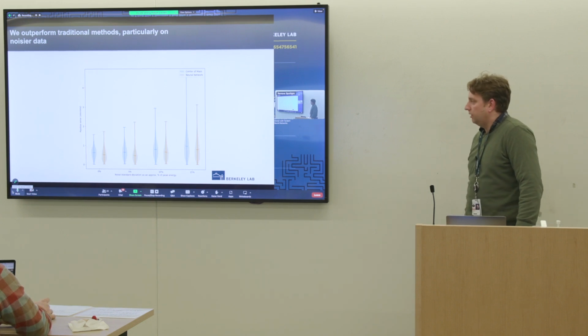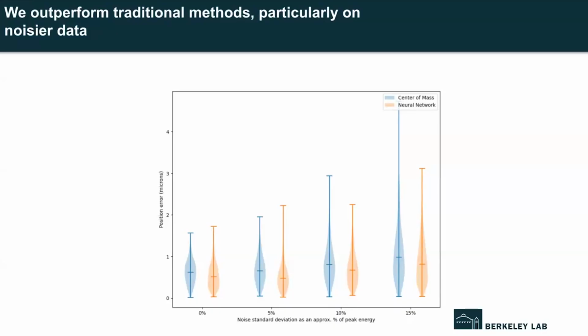So, preliminary results. What I'm showing here is a violin plot showing the performance of the position localization versus just adding up the center of mass for each electron. The blue plots show the distribution and the median of position reconstruction error in terms of microns, and the orange violins show the same thing for the neural network. The important takeaway here is that even though we're dealing with very tiny pixels with not much apparent information, the neural network is able to outperform the naive center of mass reconstruction by a little bit, particularly on noisier data.